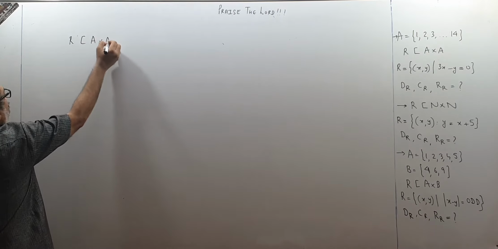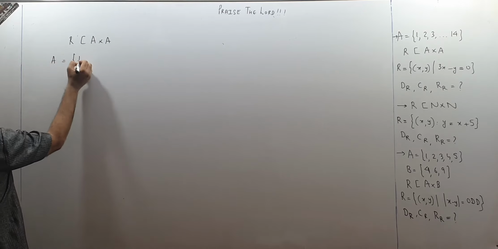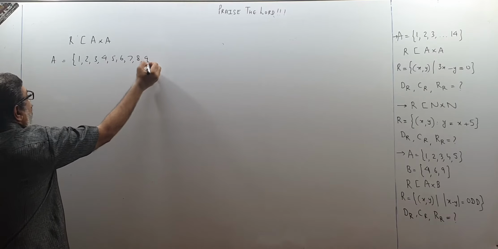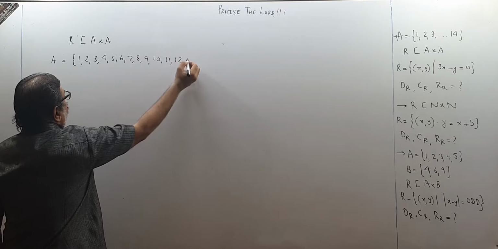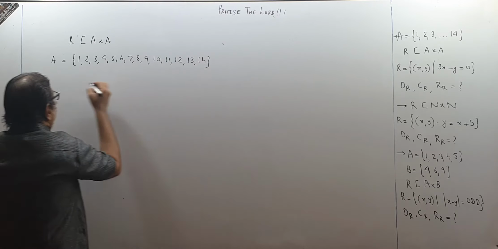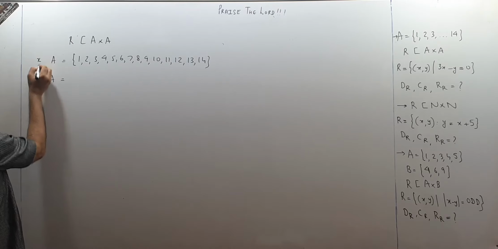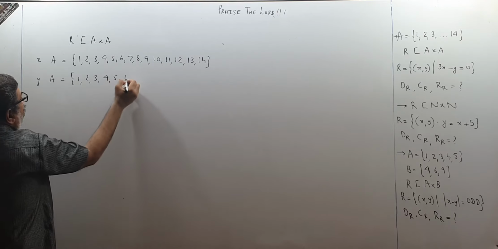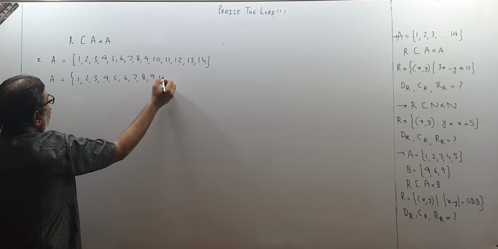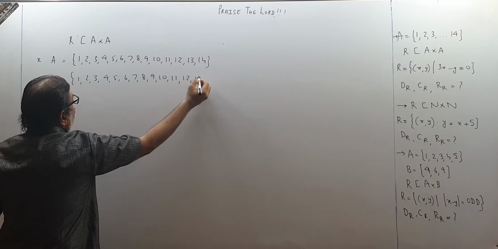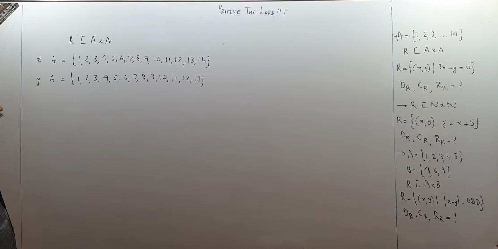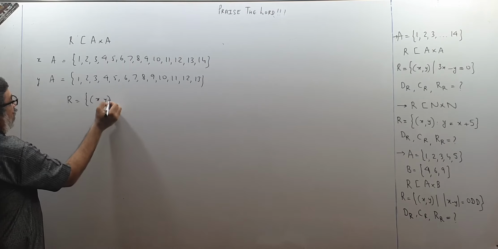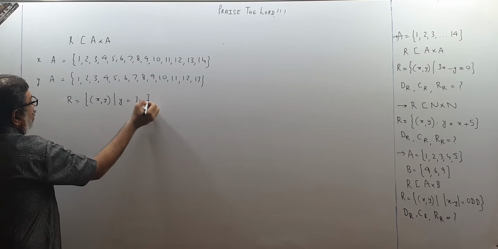So what is A for me? A contains elements 1, 2, 3, 4, 5, 6, 7, 8, 9, 10, 11, 12, 13, 14. And what is the other set? From here I have to pick X, from here Y. That is also 1, 2, 3, 4, 5, 6, 7, 8, 9, 10, 11, 12, 13, 14. Like this I am doing. We want to get the set of ordered pairs R such that y equals 3x.